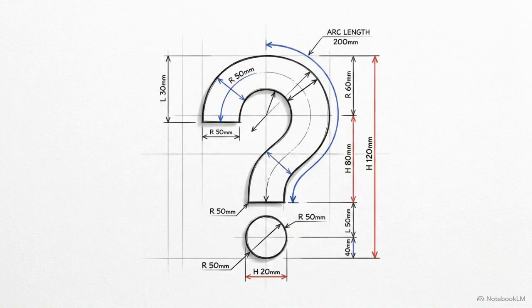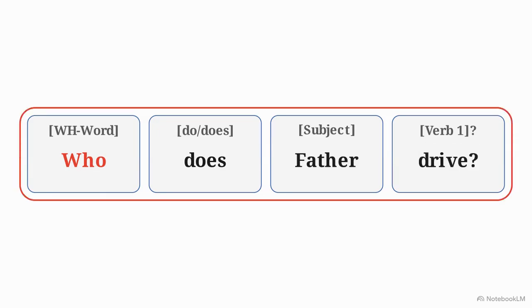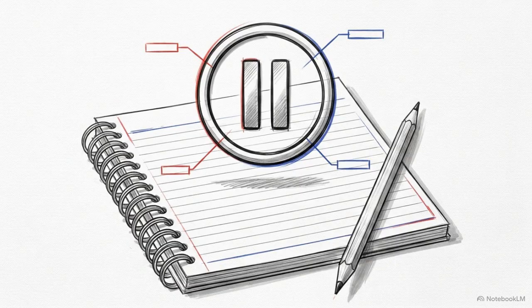Let's put this into practice by building the most complex pattern in this tense, the WH question. This blueprint maps the word order: WH word, auxiliary do or does, subject, and verb 1. Dropping in a real scenario, we select who, insert does, add father, and finish with drive. Who does father drive? We swap the WH word for what, and the blueprint stays exactly the same. What does father drive?